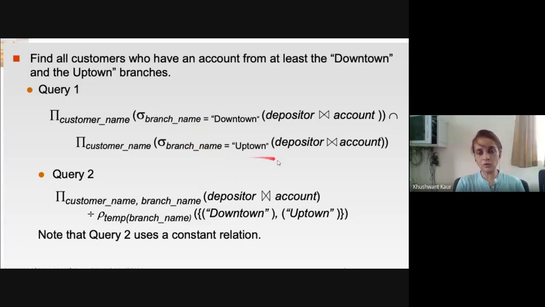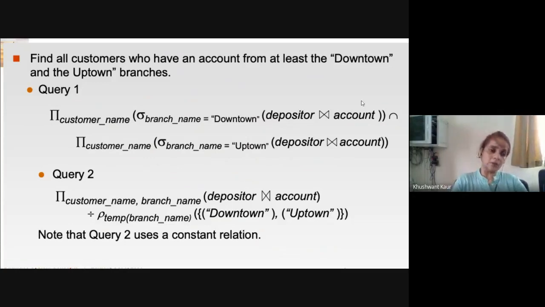Similarly, another condition was on uptown. So again, apply the join between these two, apply the condition that says branch name equal to uptown, and from that select the customer name. This is the simplest and the best way to write the query, and then apply intersection because we are using the keyword and here. Whenever we are using and, then we will be using intersection. Now suppose there were a query which says to find all the customers who have an account in either downtown or uptown. Then we might have used union over here. So in this way we can write a simple query.